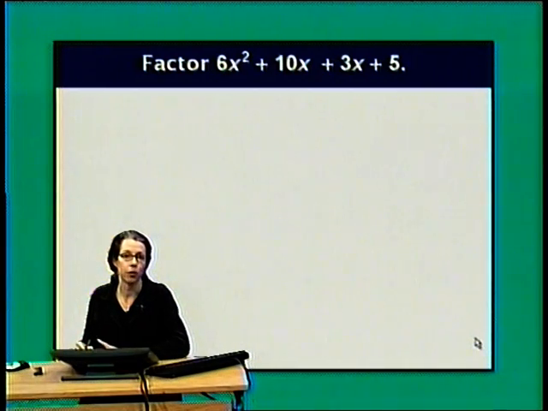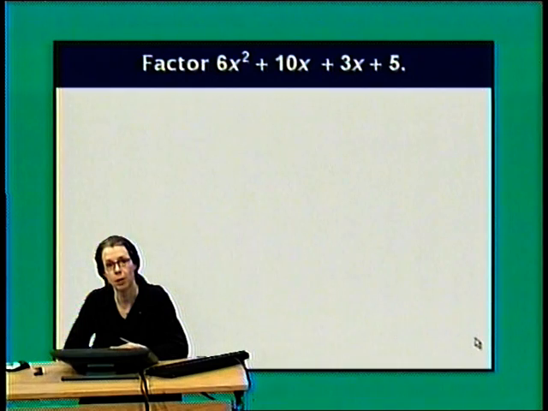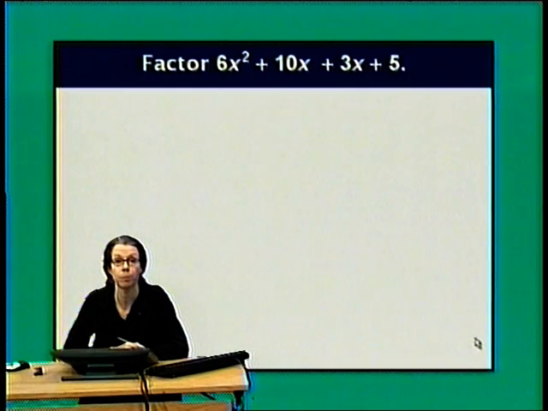So now let's do a different example here. Now I have 6x squared plus 10x plus 3x plus 5. First thing I want to do is check for common factors because I see I have a coefficient of 6 with the x squared. So I don't see a common factor. So I'm going to try the same trick of factoring by grouping and see if I get anywhere.